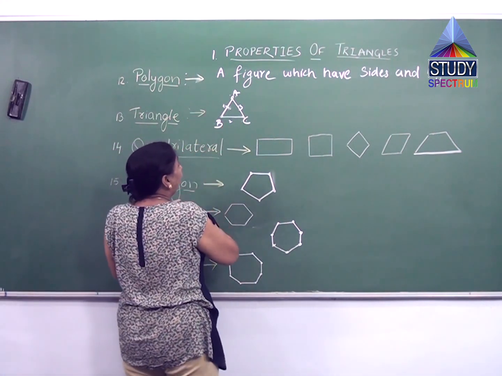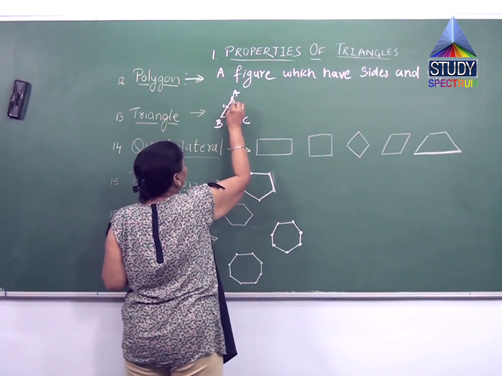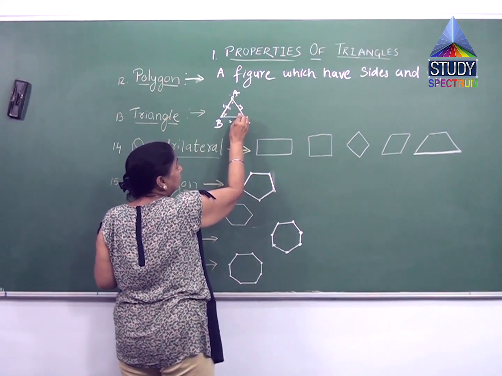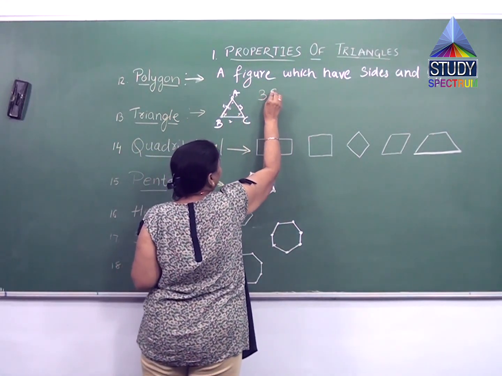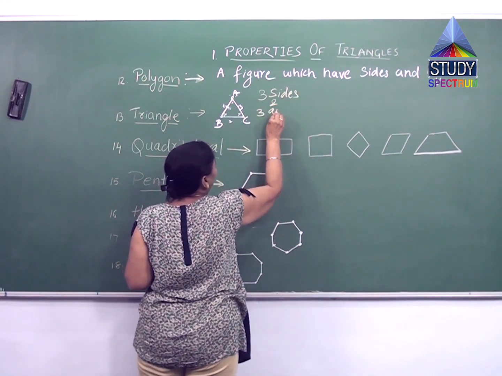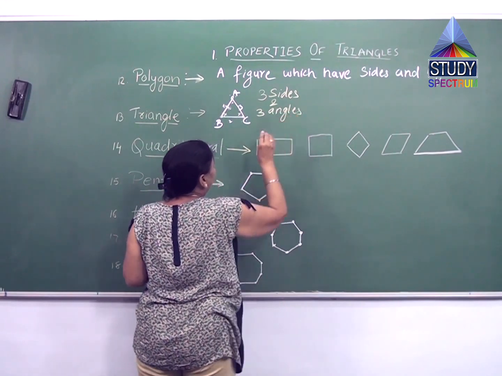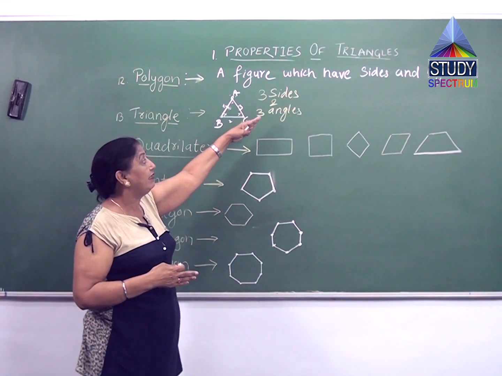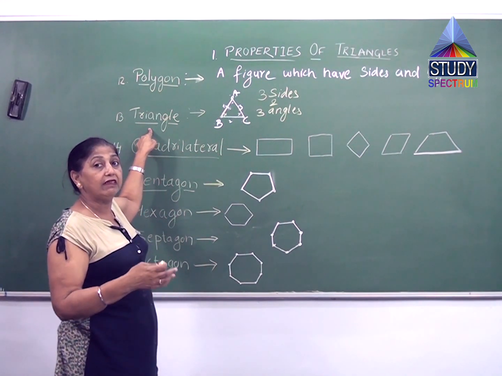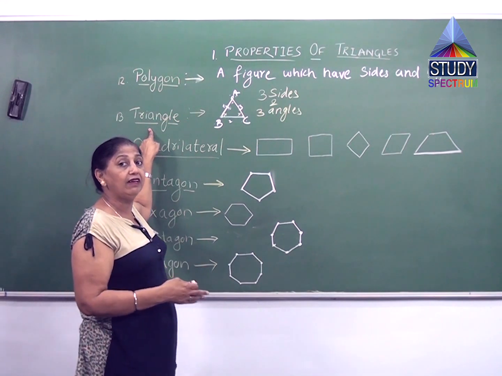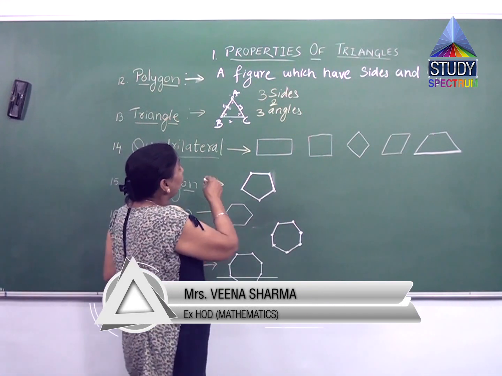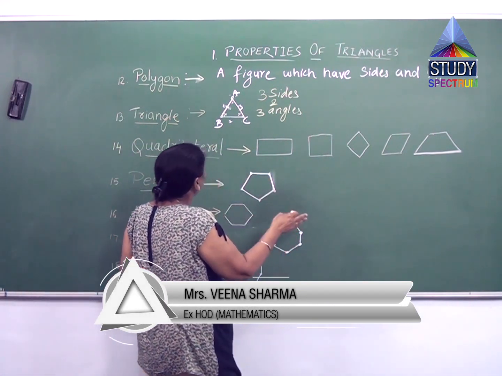Now how many angles are there? Here you can observe these two segments make one angle, these two segments make one angle, and again this. So that means three sides and three angles are formed by these segments. So a figure which has three sides and three angles is known as a triangle. You can say this is a polygon which has three sides and three angles, that is a triangle. Now the names of the sides I'll explain later on.